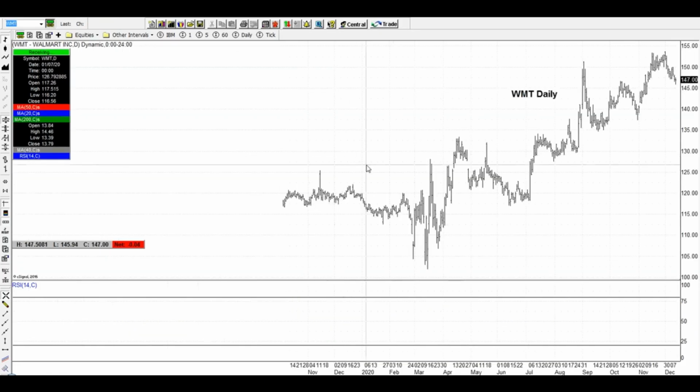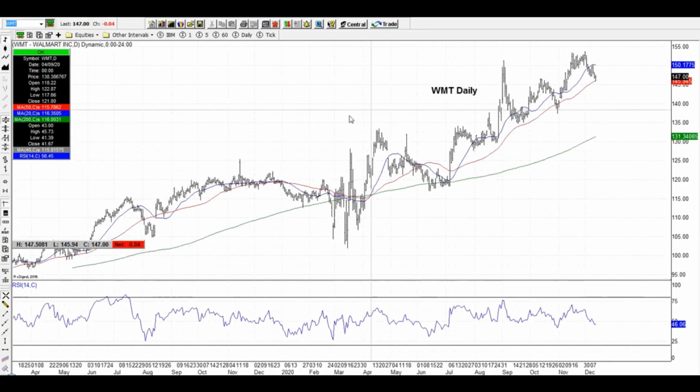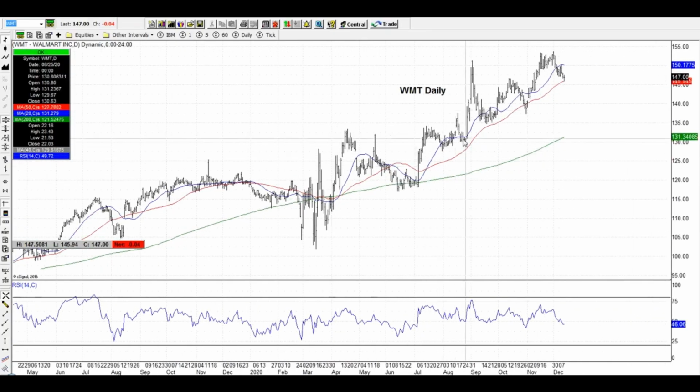Walmart is perfectly doing that right now. Looking at Walmart, it's hugging the 20-day moving average and hitting the 50-day moving average on the extremes. So Walmart is perfectly right at the 50-day moving average. If you're thinking about getting long Walmart, let's wait to see if it bounces here off the 50-day moving average. You can see how they hug the line.